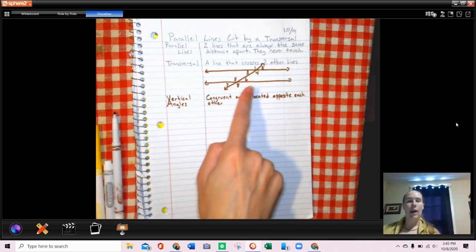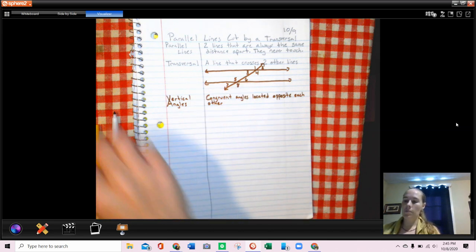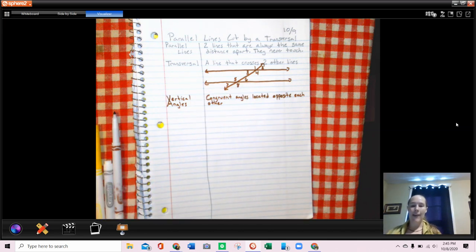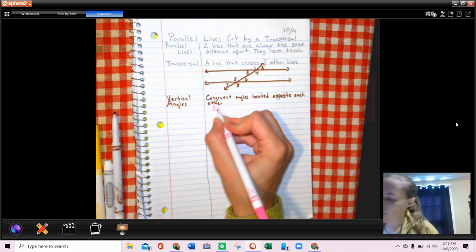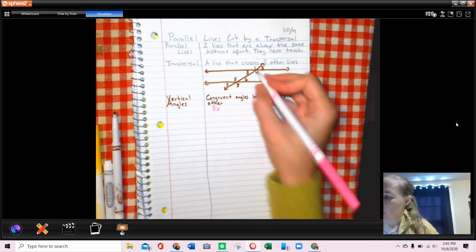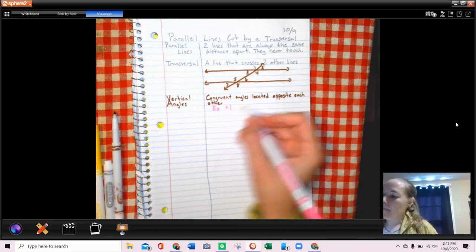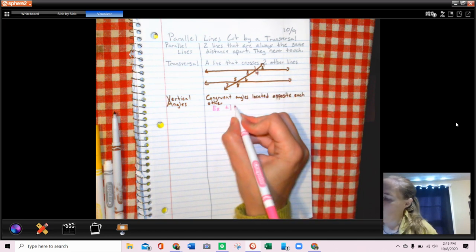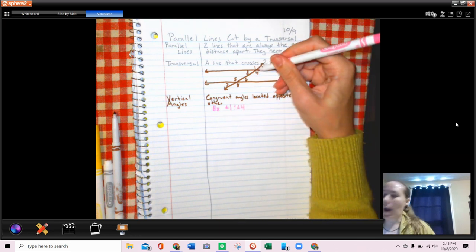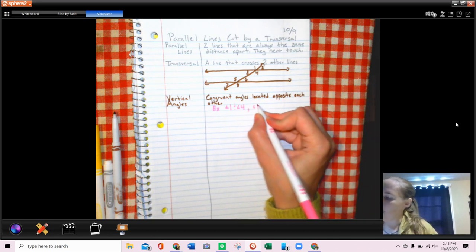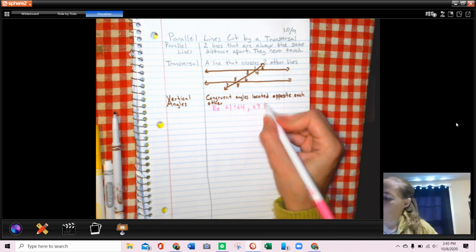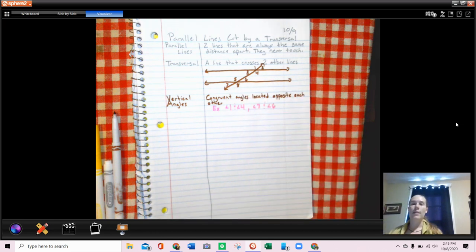So if I was going to look at this transversal that's cutting the two parallel lines, I'm going to try to find some congruent angles. So if I look at, for example, these colors aren't working right for me. If we had angle 1, it is a vertical angle with angle 4 because they're right across from each other. They're pointing at each other. Another example could be angle 7 and angle 6. There's so many more examples you could write. So I want you to choose one more example of vertical angles you see here and write it down.